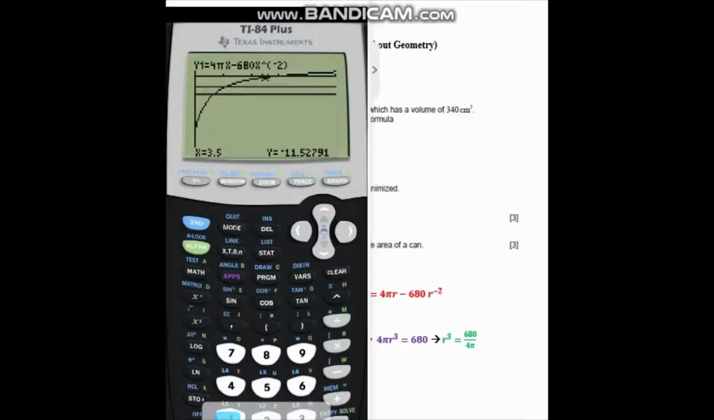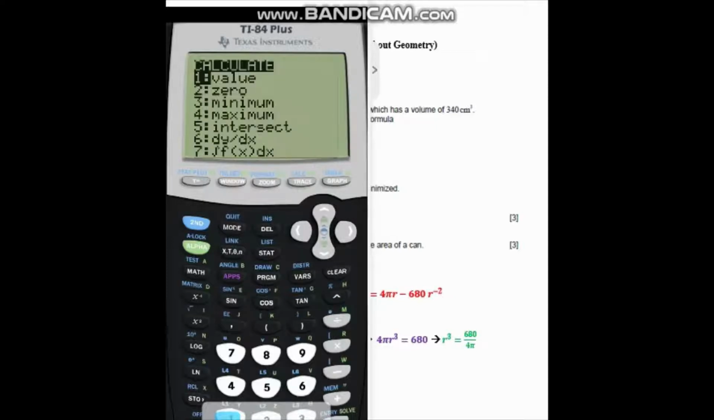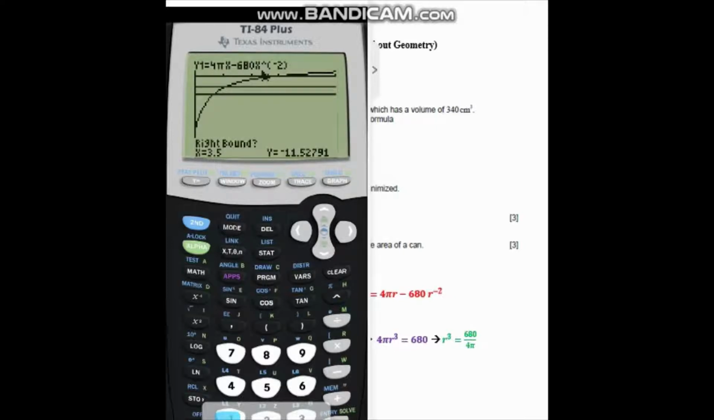So I shall press second, calc, 0, left bound, right bound. So I'm looking for the x-intercept, and it is somewhere there. So the calculator tells me that y equals 0 when x equals 3.78, and this is the value that I'm looking for.